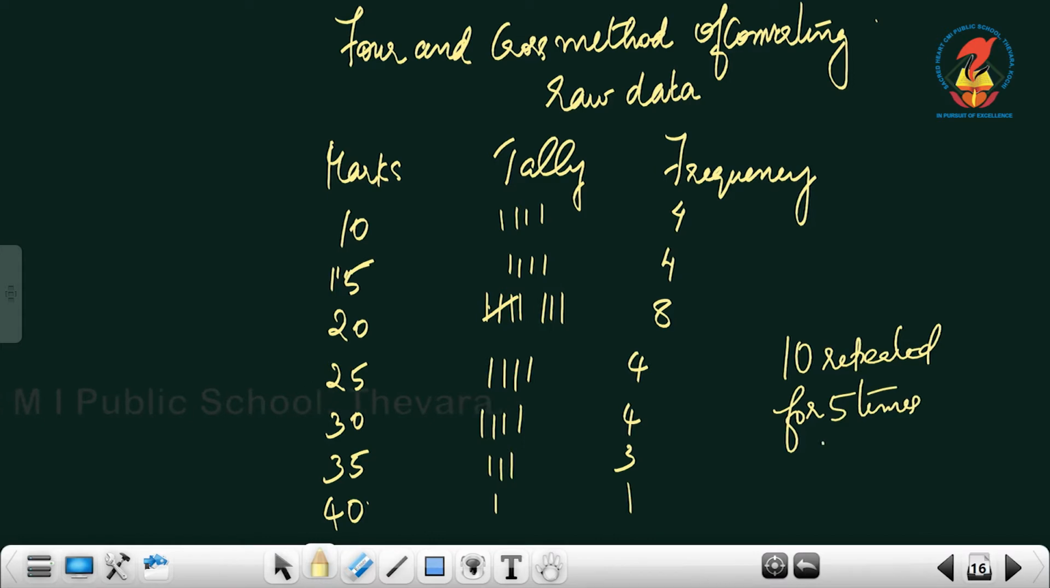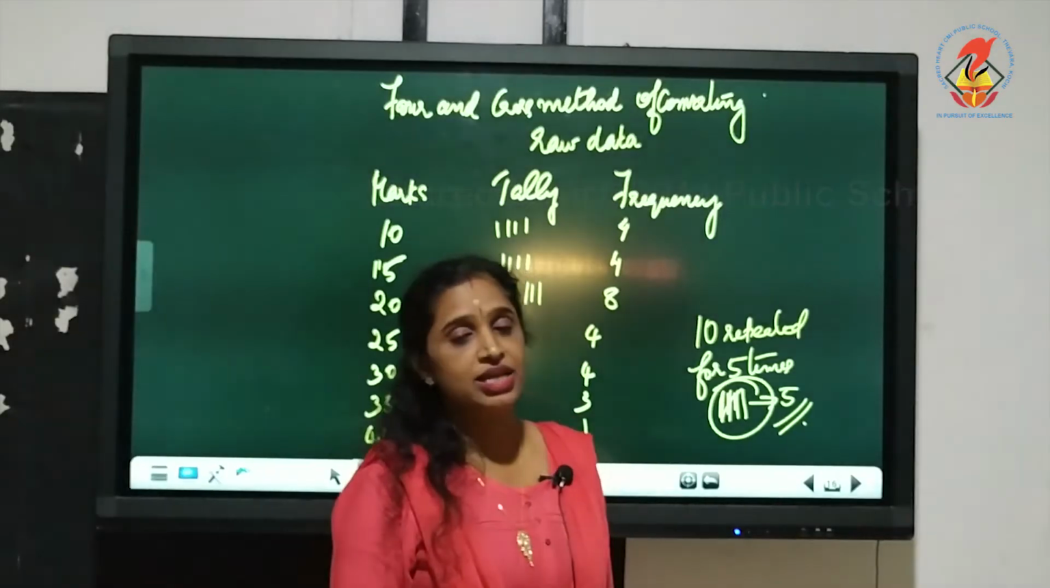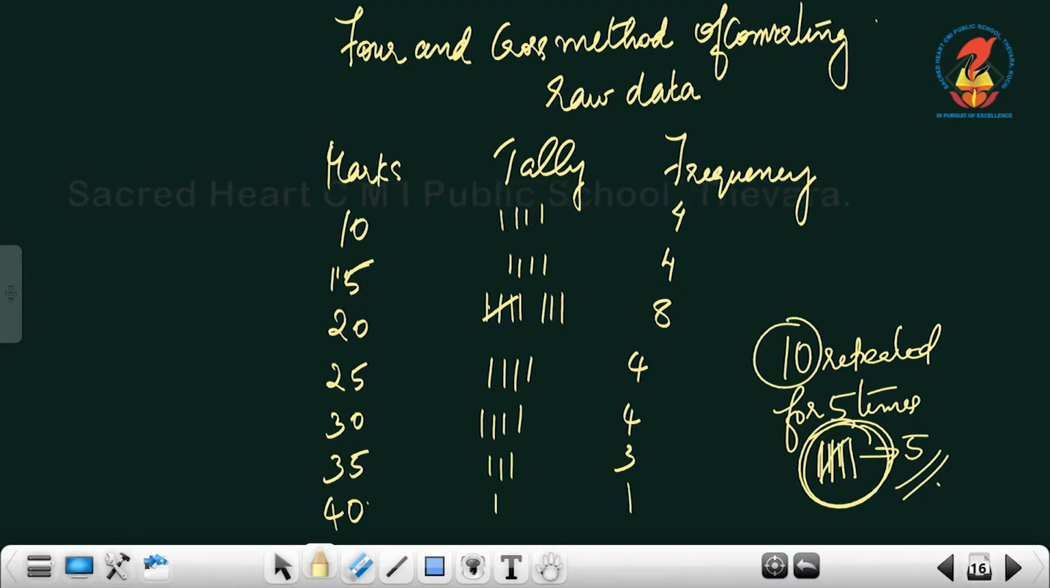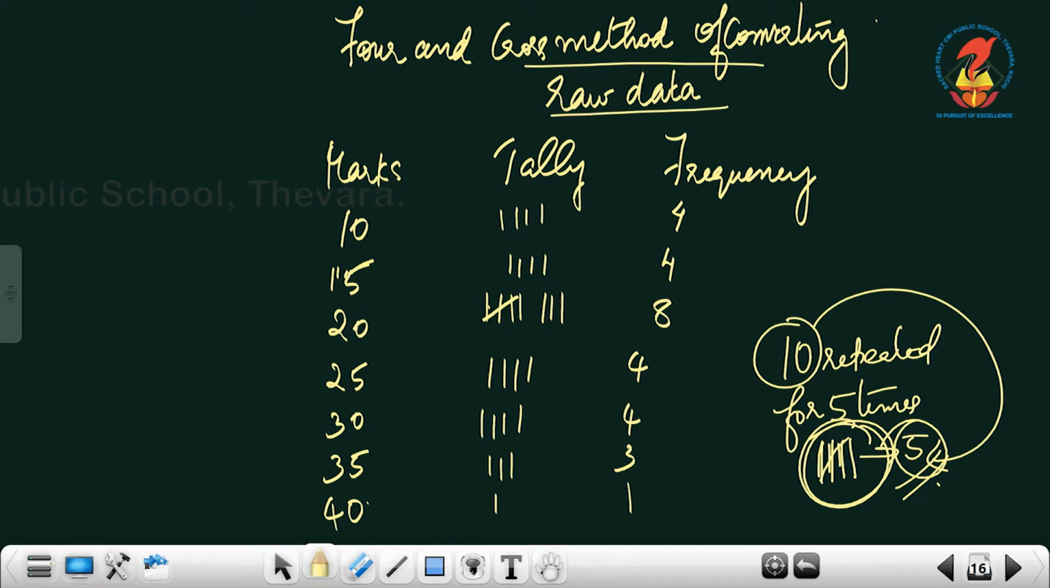If mark 10 has repeated 5 times, how will you give that? For the first 10 mark, 1 tally bar, next one another one, third one another one, fourth one another one. The fifth one you will not give another tally bar. Instead you will cross all the 4 previous ones. This is known as the 4 and cross method. So when you see this, you can assume it is equivalent to 5 times that an item has occurred. So mark 10 has repeated how many times? 5 times.